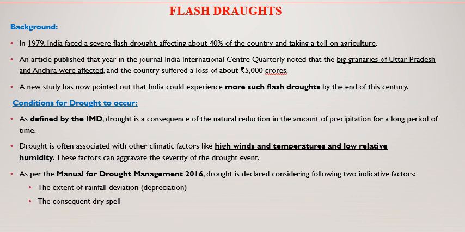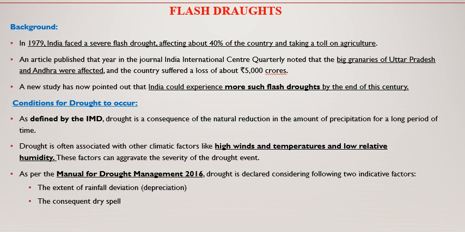The next topic is flash droughts. India faced flash droughts affecting 40% of the country and taking a toll on agriculture. If you see, from 1979, we have come across more flash droughts than at any other time. Now, what are droughts? That is the drying up of agricultural land or the whole area.